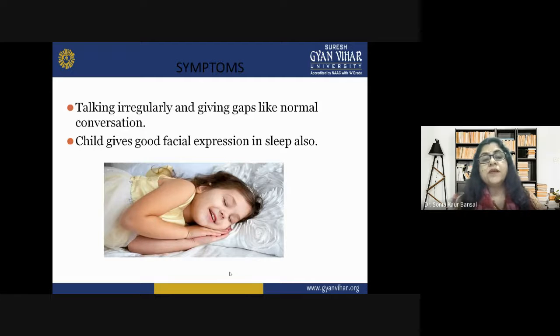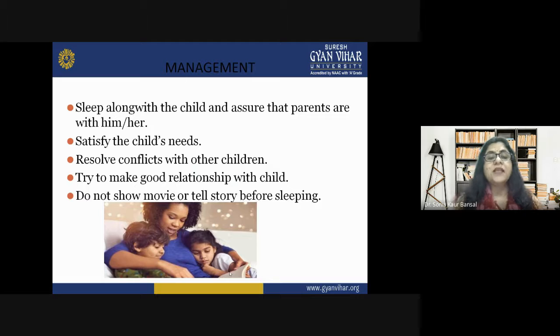So what are the symptoms? That the child is talking irregularly and giving gaps like normal conversation. So the child gives good facial expressions in sleep also. Maybe the child is smiling, or maybe getting angry, or crying. So these are the symptoms that easily can be noticed by the parents or any family member. So you can notice that the child is suffering from sleep disorders. And how can we manage this?